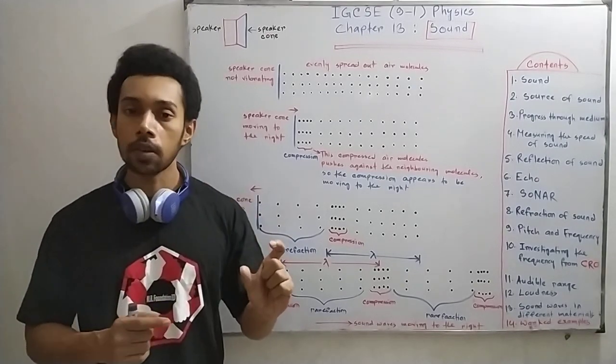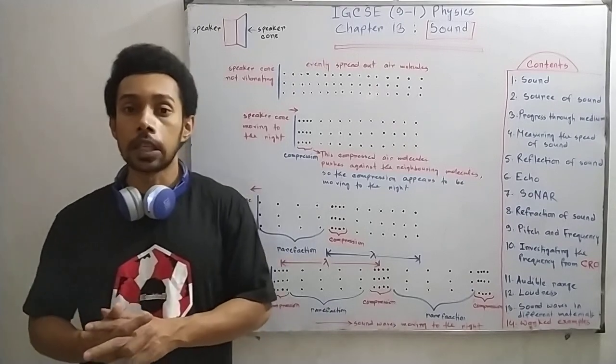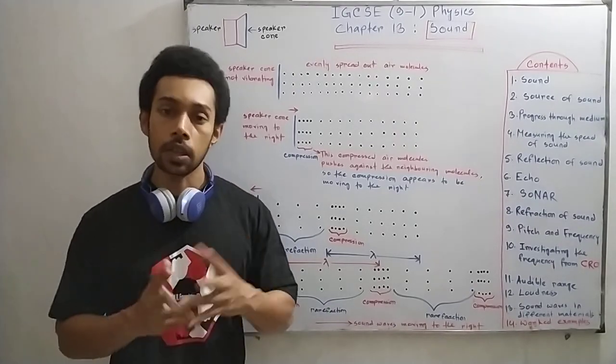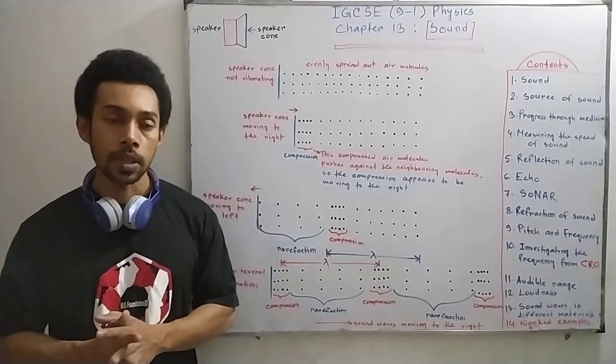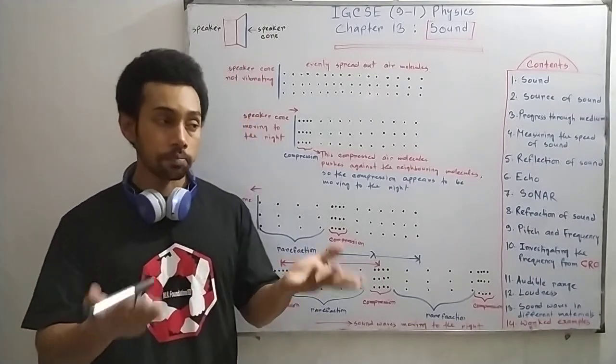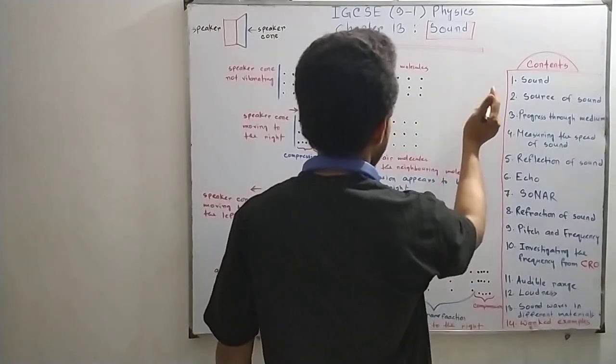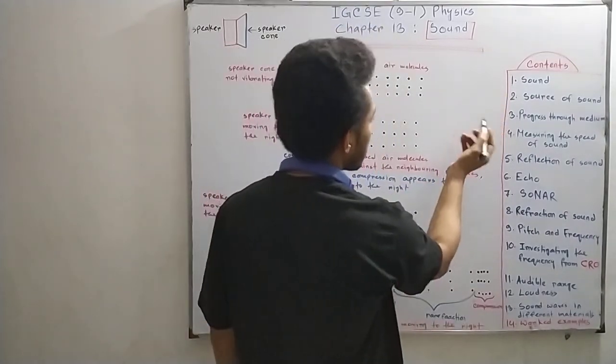So the definition of sound is a longitudinal wave, and you must have learned the differences between transverse waves and longitudinal waves. There are two types of waves, transverse waves and longitudinal waves. And what is the major difference between these two waves? Transverse waves vibrate at right angles to the direction of propagation.